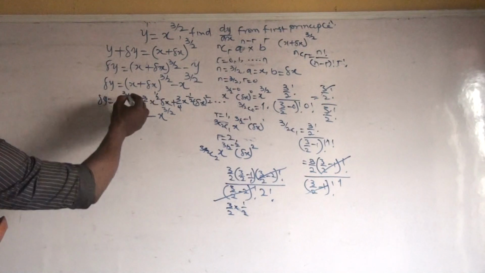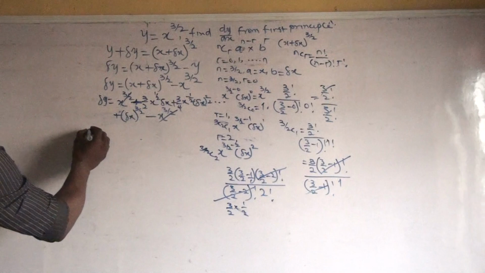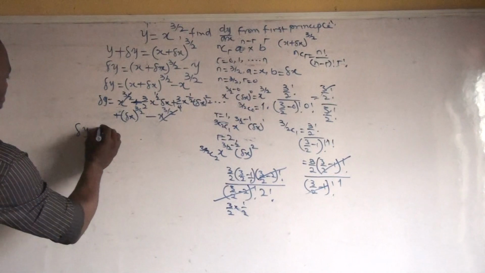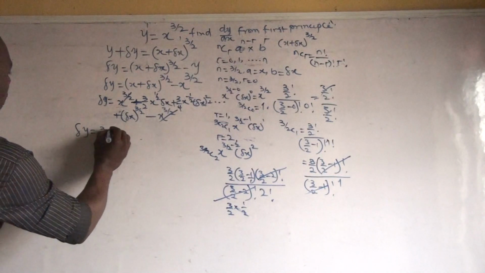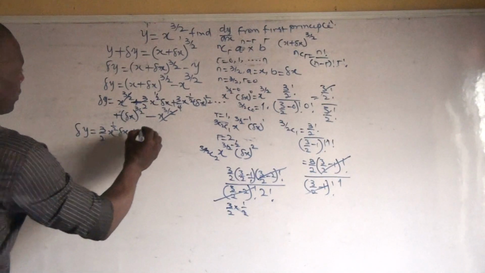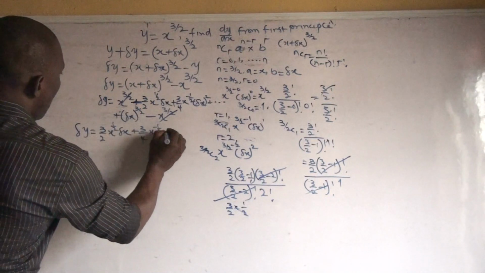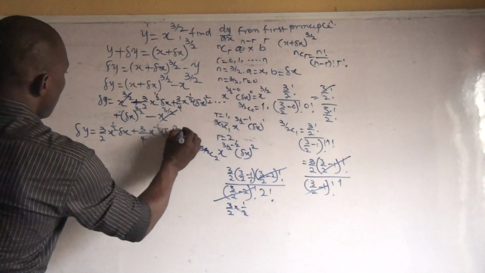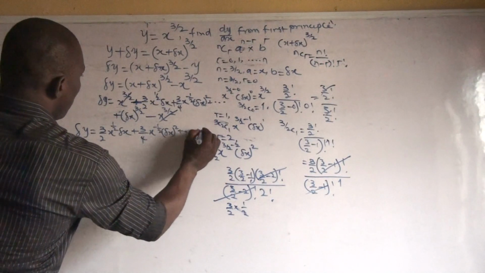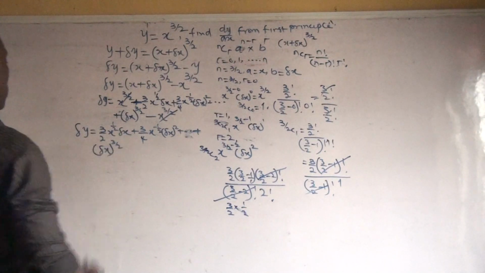What we need to do, you look at this x raised to power 3 over 2 with this minus x raised to power 3 over 2, they are gone, and our delta y will become 3 over 2 x raised to power half delta x plus 3 over 4 x raised to power minus half delta x all squared plus dot dot dot plus delta x all raised to power 3 over 2.